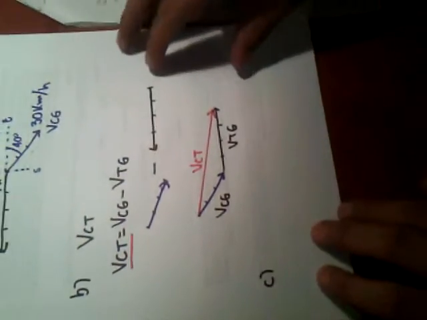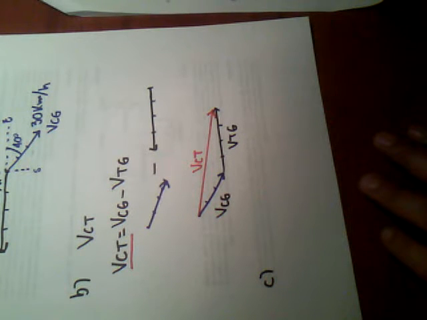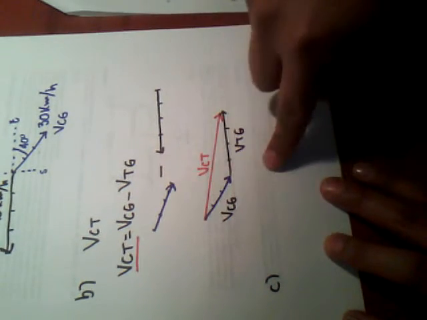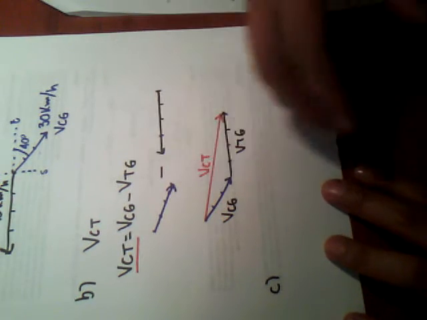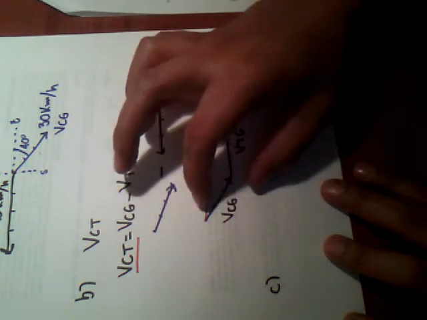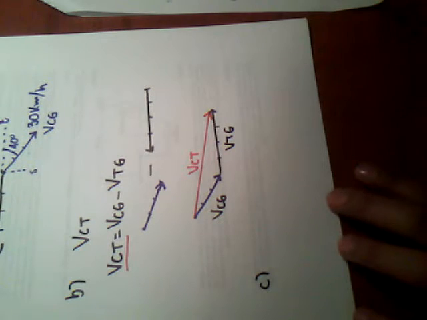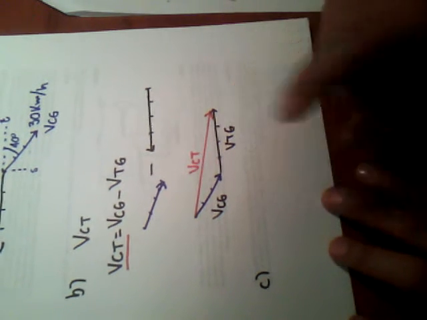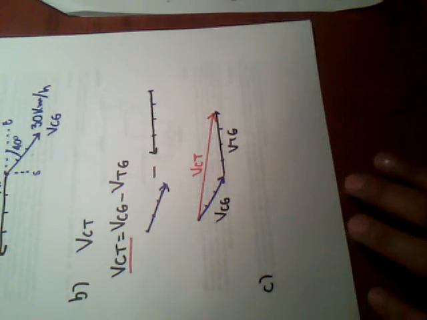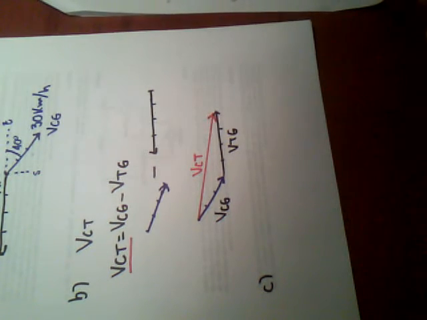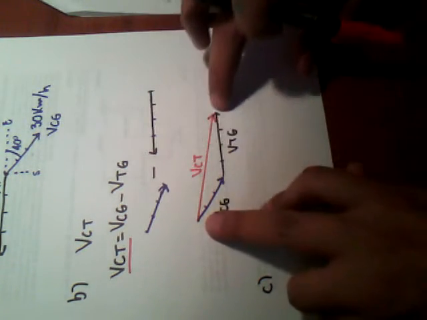So this is not a question about doing maths and adding and subtracting numbers. This is just a question about drawing and measuring. We have drawn a diagram here showing the three vectors, and we're going to measure this diagram to find what they're asking. What they're asking is the magnitude and the direction. So they want the magnitude of this vector.